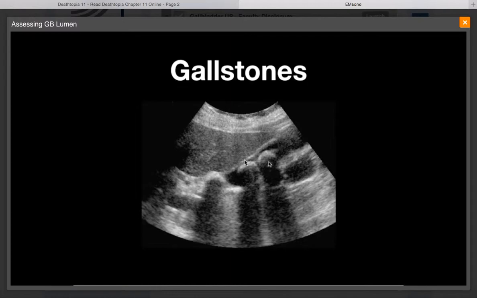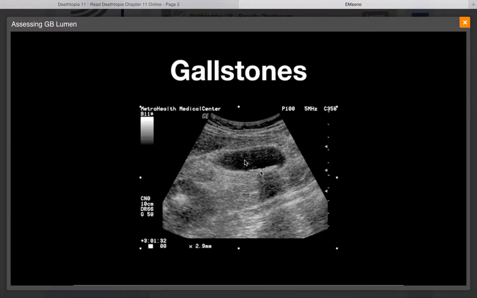Here you have three large echogenic stones with posterior acoustical shadowing seen on this sagittal image. The stone on the left was impacted in the neck and did not move when the patient changed positions. This was the cause of the patient's pain.